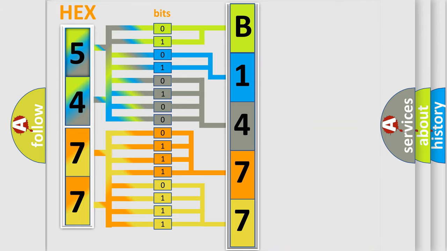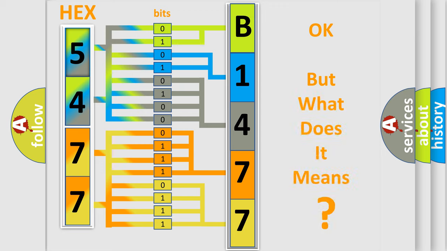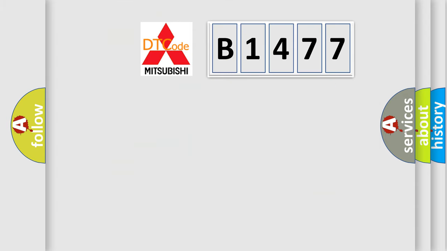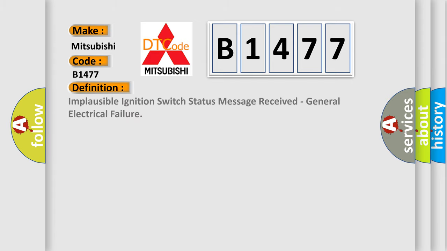We now know in what way the diagnostic tool translates the received information into a more comprehensible format. The number itself does not make sense to us if we cannot assign information to what it actually expresses. So, what does the Diagnostic Trouble Code B1477 mean specifically for Mitsubishi? The basic definition is: implausible ignition switch status message received, general electrical failure.